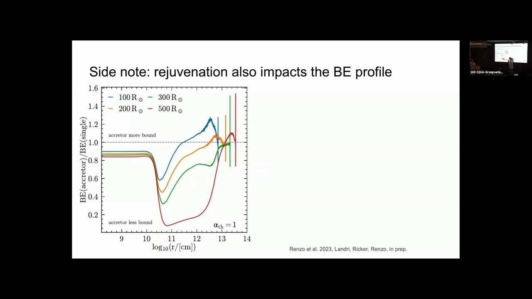And you can see that for most of the volume of the star, the accretor has a lower binding energy. And as the radius of the accretor increases, so as the accretor evolves, this gets bigger. That's because this effect of the rejuvenation is then amplified by the evolutionary contraction of the core of the accretor. And yeah, that's it, I'll go back to your side. I think, Simon, you're going to jump in?